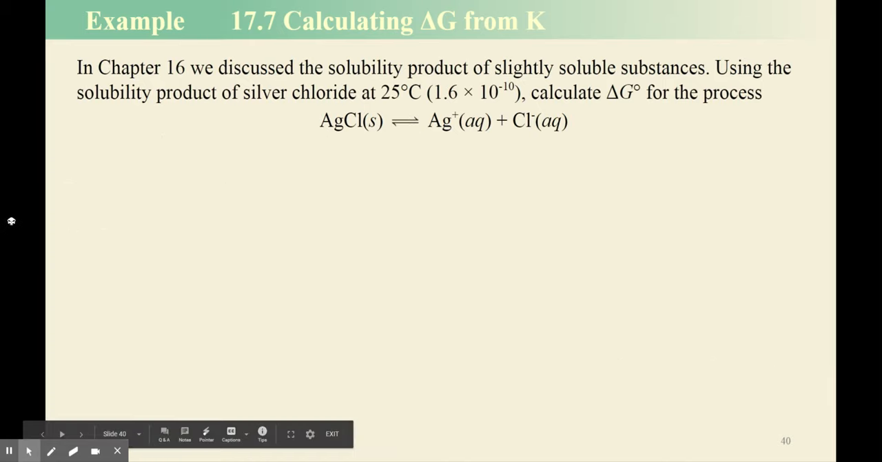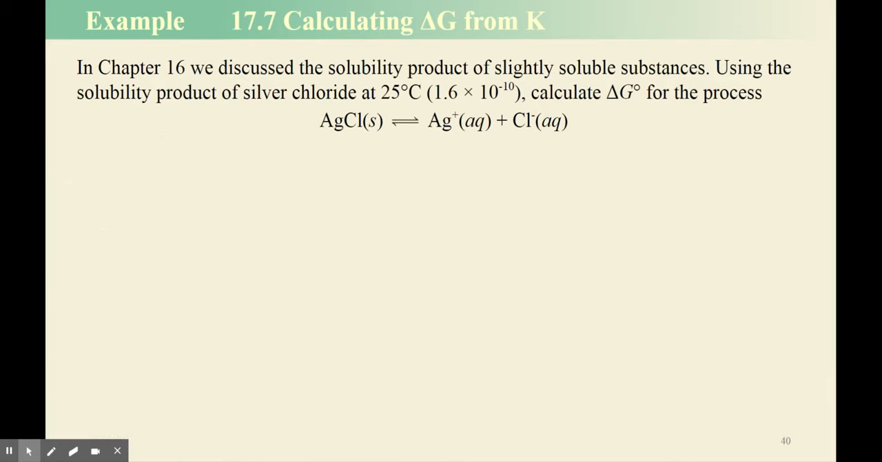Okay, again, on this problem, we want to find what is the delta G, the Gibbs free energy, if we know the equilibrium constant. So here we're having the dissolution of silver chloride, which we would normally say is not soluble, but we have this really tiny value of capital K.